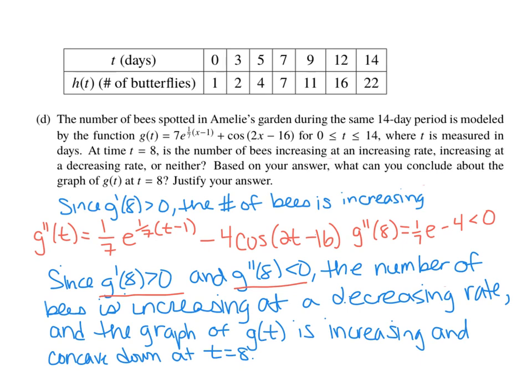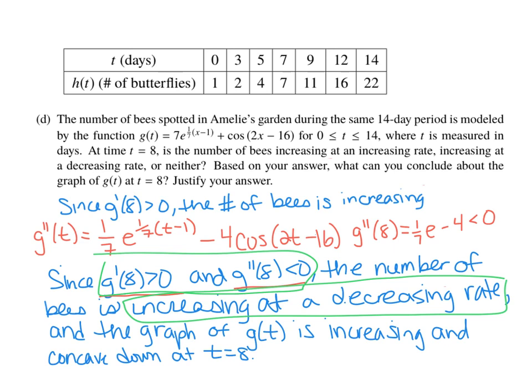So in order to get full credit on this problem, the first thing that you needed to mention was that the number of bees was increasing at a decreasing rate. You also had to mention the reason why was those 2 things that I know about the derivative and second derivative. The second thing is we had to mention that it was increasing and concave down. And that actually had to be tied to the same reason. If you just mentioned concave down and not increasing for the second part, that's fine because you already mentioned increasing previously. But these are the 2 things that we're looking for on this problem.